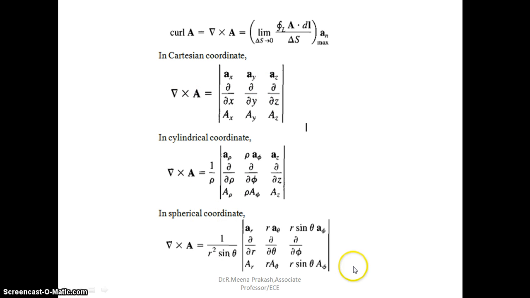Similarly, this is for cylindrical and this is for spherical. In cylindrical, we have ∂/∂rho, ∂/∂phi, ∂/∂z, with a factor of 1 by rho. Here, this is for spherical coordinates. So this is how we have defined divergence and curl.